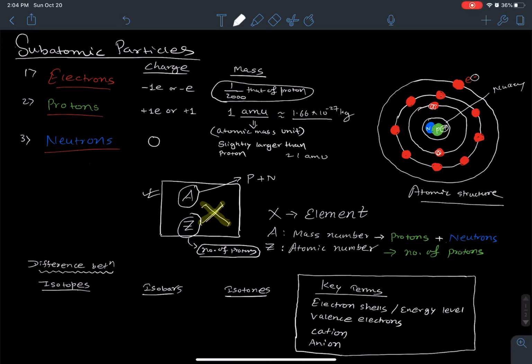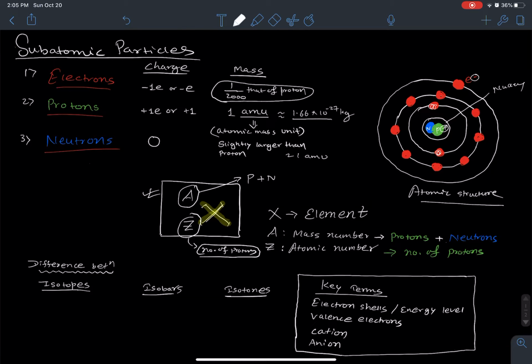For example, carbon has 6 protons, and nitrogen has 7 protons. This is what gives that element its identity. So let's go into more detail now. As you can see, there are some terms that I wrote here: isotopes, isobars, and isotones.